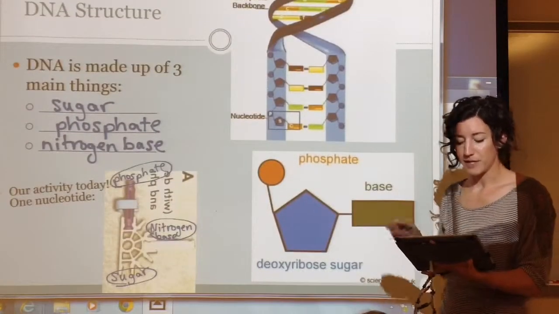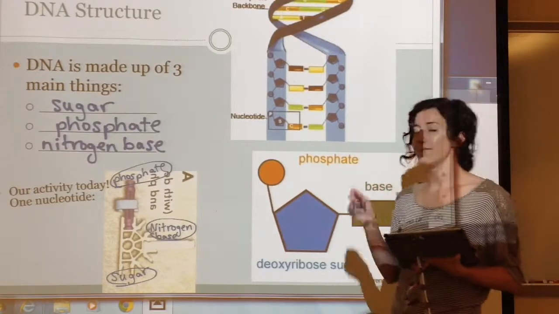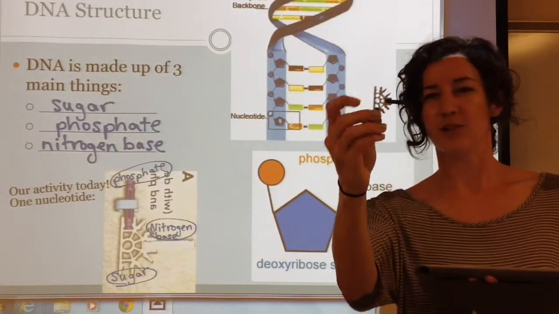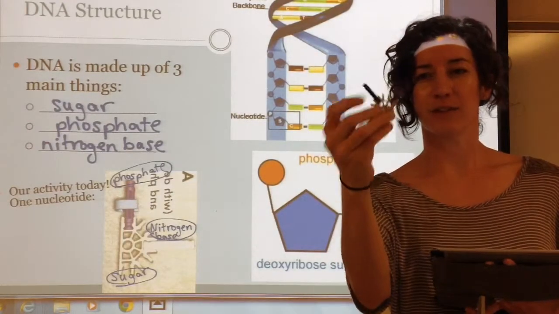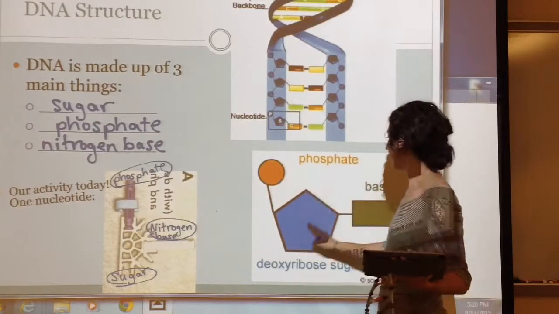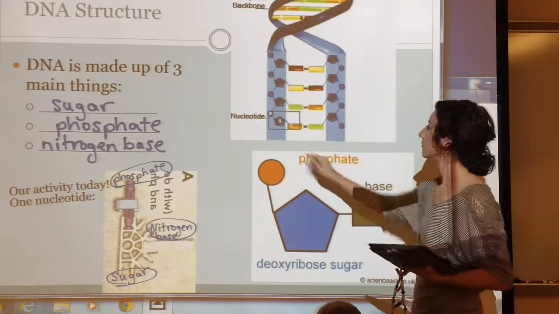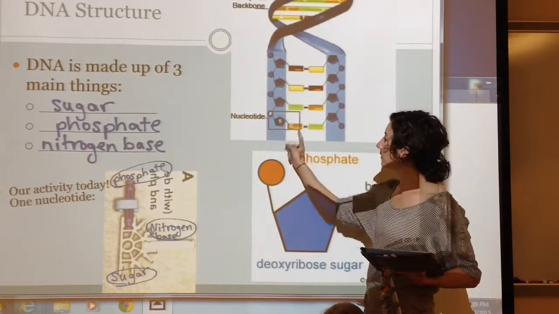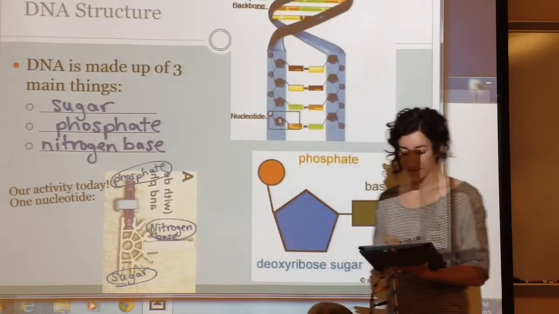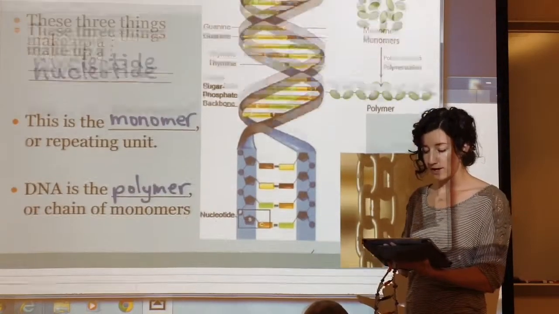honey? All right, DNA is made up of three things: a sugar, a phosphate, and a nitrogen base. This is your sugar, your phosphate, and your nitrogen base. Sugar, phosphate, nitrogen base, and here, sugar, phosphate, nitrogen base. Those three things make up one nucleotide.